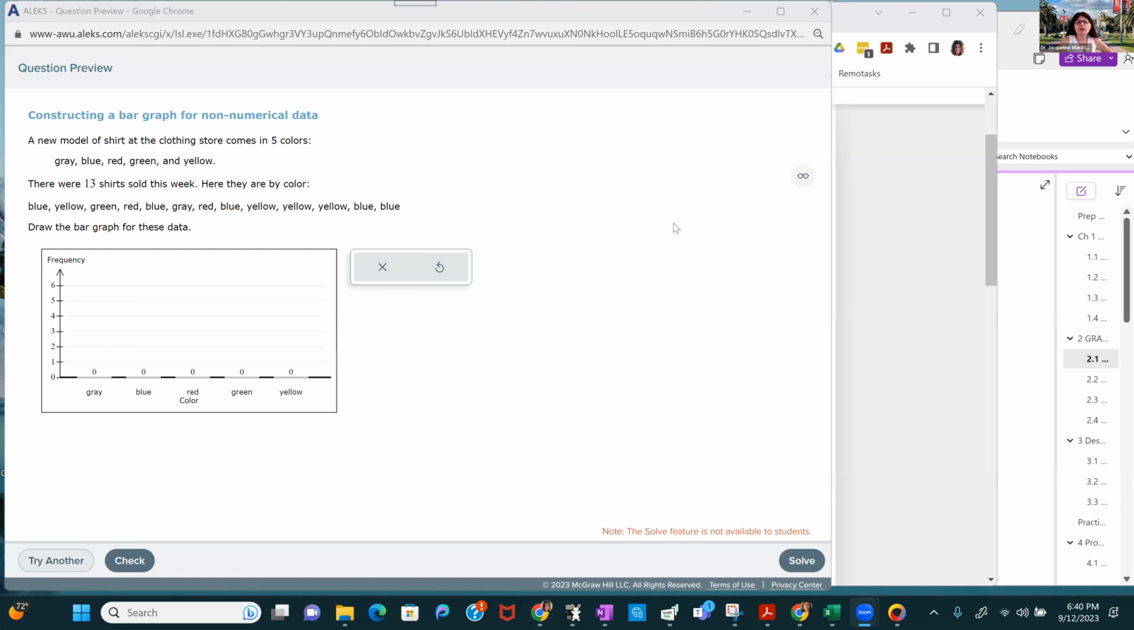Constructing a bar graph for non-numerical data. A new model of shirt at the clothing store comes in 5 different colors. There were 13 shirts sold. Here they are by color. Draw the bar graph for these data. So you're just going to count how many gray were sold. One. Is it just one? How many blue? One, two, three, four, five. You could do the tally chart if you want. How many red and so on? Okay.